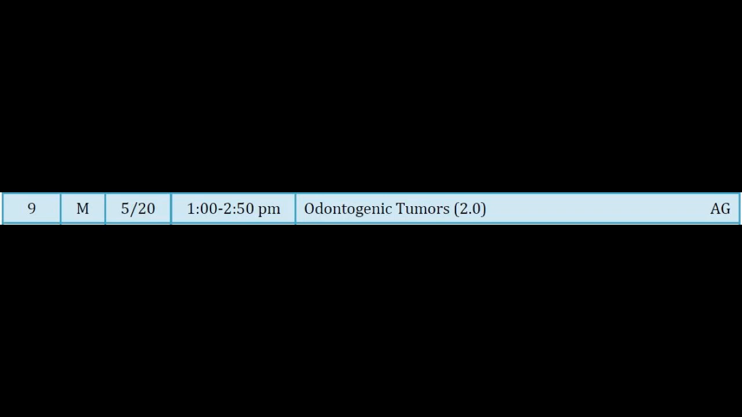If you saw a unilocular radiolucency around an impacted maxillary canine and it's a teenage female, what would you consider in your differential diagnosis? AOT, adenomatoid odontogenic tumor, okay? And if you saw a male, a teenager, and then you see a unilocular or a multilocular radiolucency around an impacted molar in the posterior mandible, what would you consider in your differential?